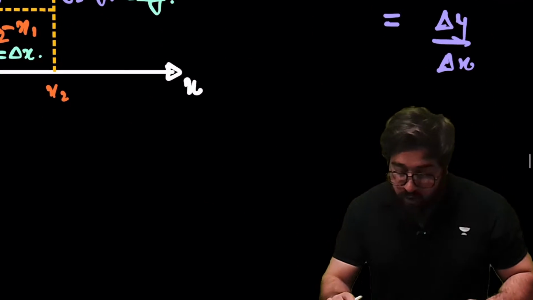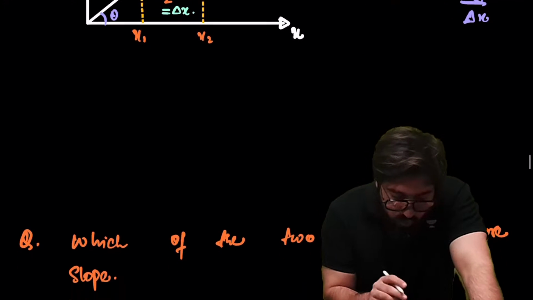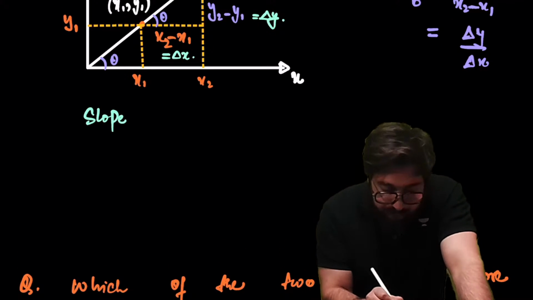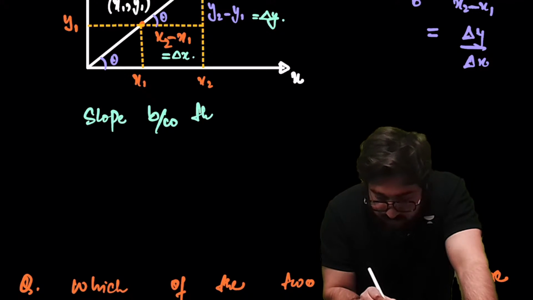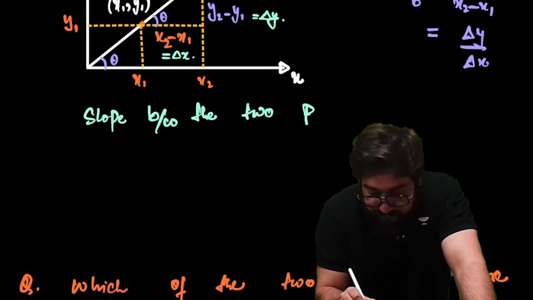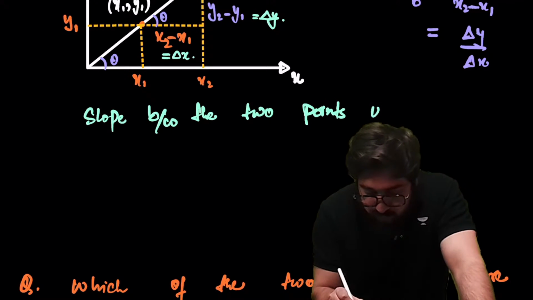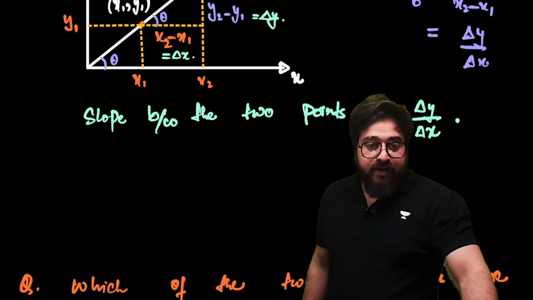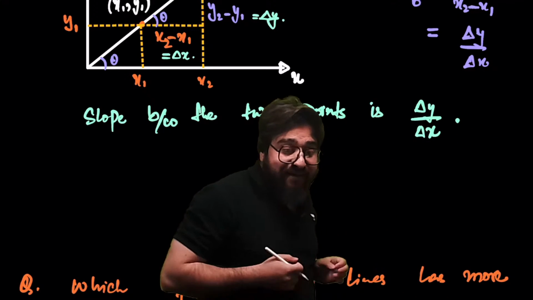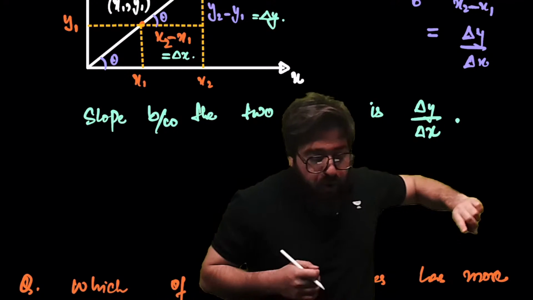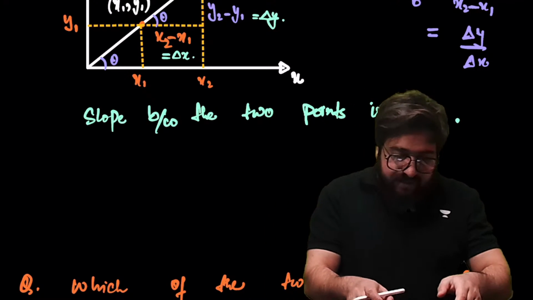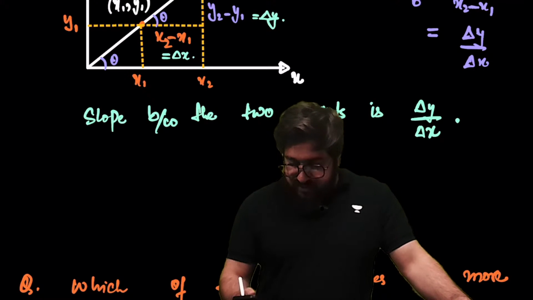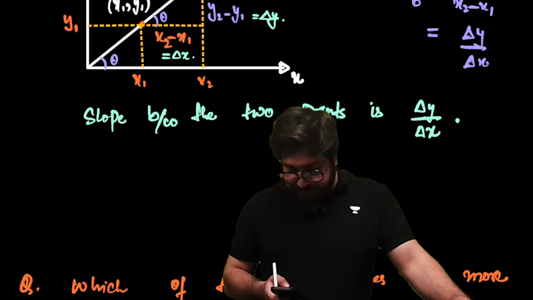So from now onwards, you'll remember that slope between the 2 points is delta y divided by delta x, that is, y2 minus y1 upon x2 minus x1. Tell me in the chats, is this crystal clear to each and everyone, guys?